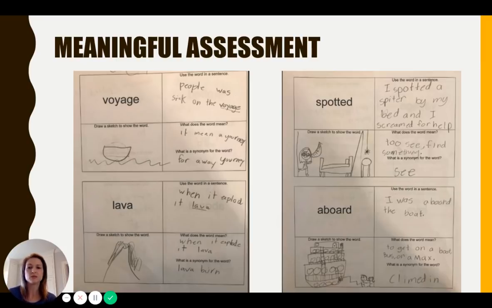the suffix less means without. So if the word is heartless, that means without heart. Okay, well, what does that mean? Literally without a heart? Or what do you think? And discuss it. And so this is actually then the assessment that I give them at the end in order for them to show me what they know.